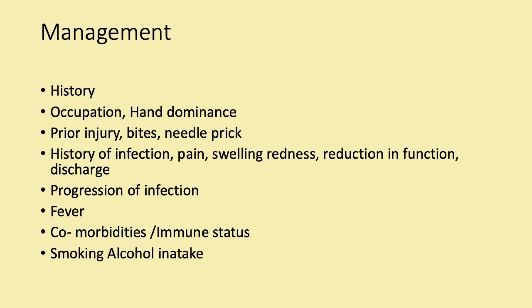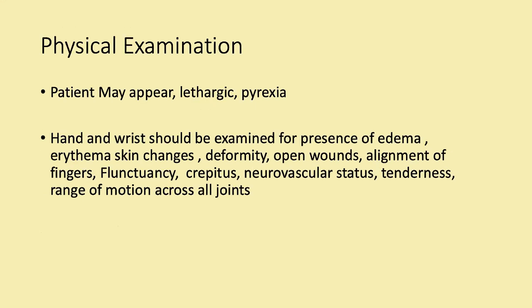Patients may have systemic dissemination and may have fever. There may also be comorbidities. You want to identify the comorbidities and immune status because this will further affect the prognosis of the patient, so that it's easy to identify early so that interventions can be made accordingly. And we also want to find out about patient alcohol intake and smoking, because this also will affect the prognosis of the hand.